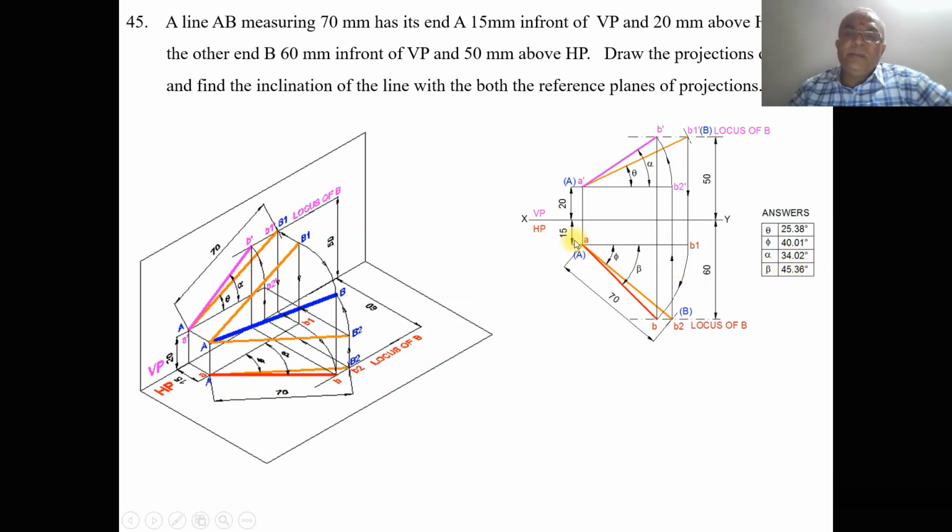So this is how you will be able to solve this problem manually, and also we can analyze it by using the 3D analysis. Thank you.